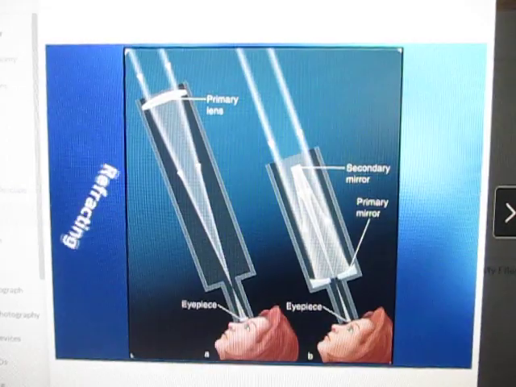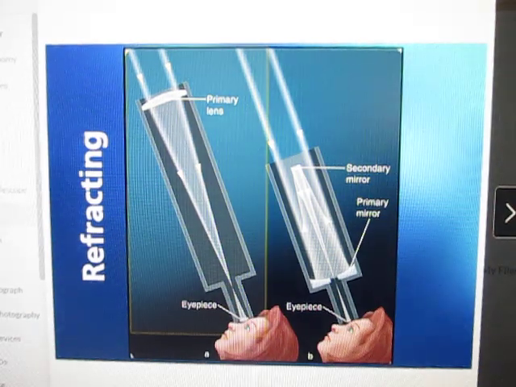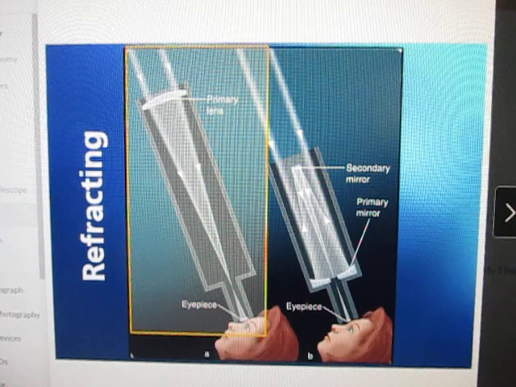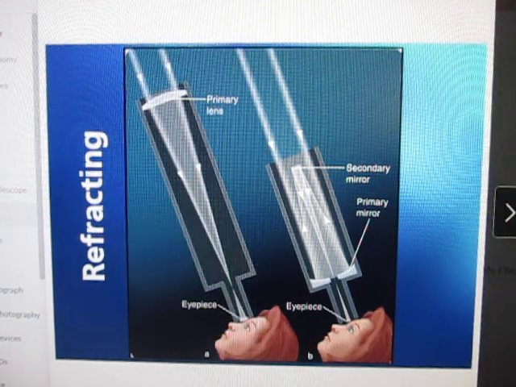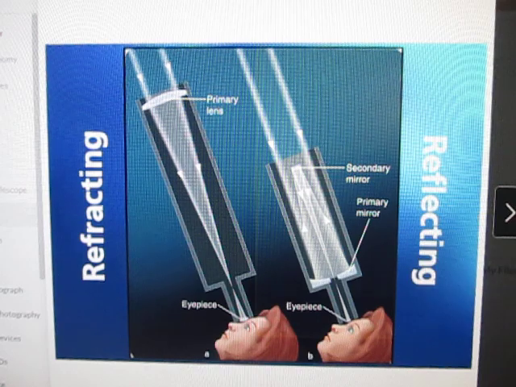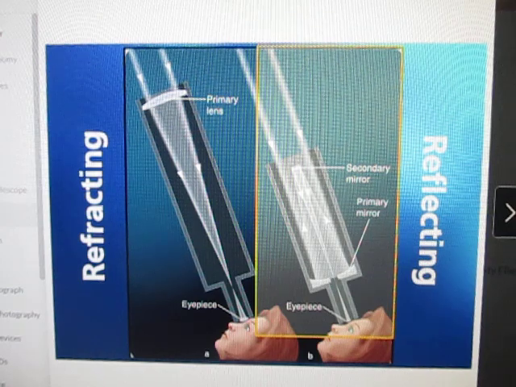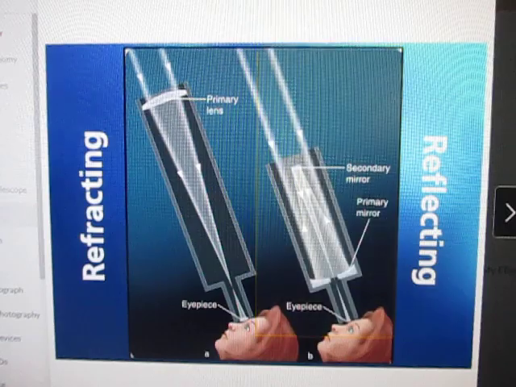A refracting telescope uses a primary lens to focus starlight into an image that is magnified by a lens called an eyepiece. The primary lens has a long focal length, and the eyepiece has a short focal length. A reflecting telescope uses a primary mirror to focus the light by reflection. A small secondary mirror reflects the starlight back down through the hole in the middle of the primary mirror to the eyepiece.